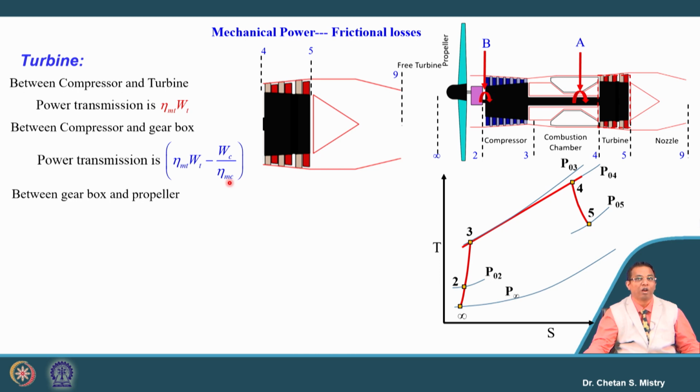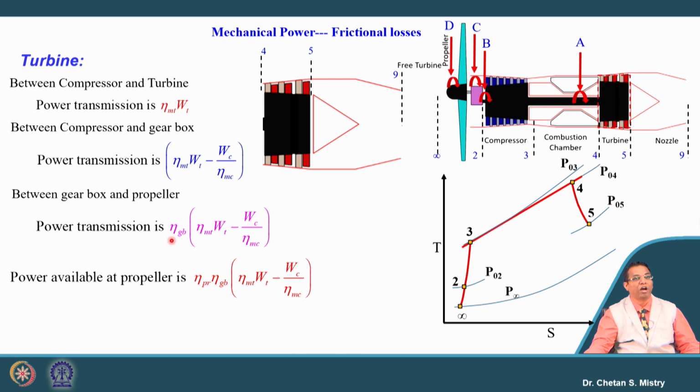Now next, if we look at the power I will get from this gearbox, that is being used in order to rotate the propeller. Since this gearbox is also a mechanical device, it will have mechanical losses, and those losses we count by incorporating gearbox efficiency.